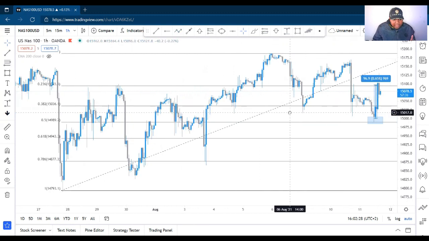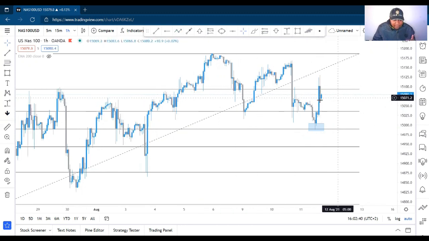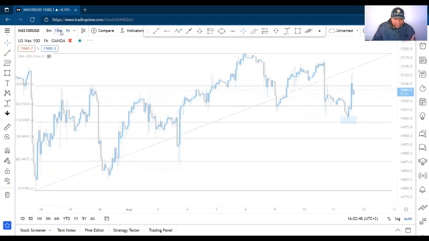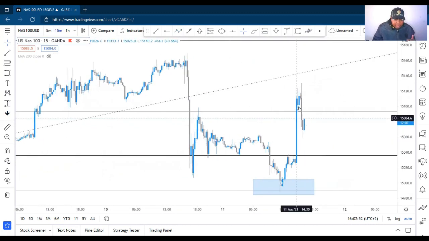Which is the 38, or it went all the way up, obviously, to the 23. But as you can see, we just traded the New York Stock Exchange opening bell, and we can definitely see now how this played out. It spiked into it, and obviously it rejected. So you want to go on your 15 minutes, and you can clearly see the overall market structure.